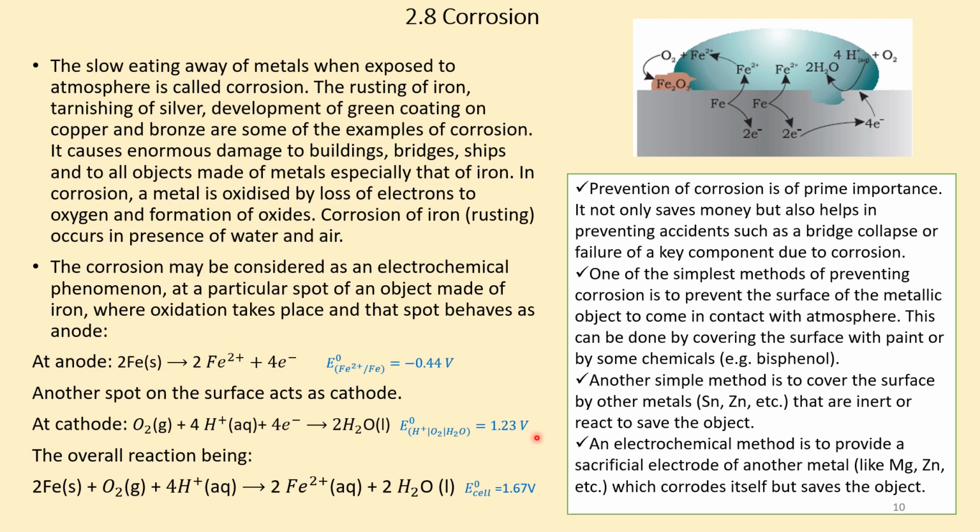This is done by covering the surface with paint or by chemicals like bisphenol. Yet another simple method is to cover the surface with other metals like tin, zinc, etc. that are inert or react to save the object. An electrochemical method is to provide a sacrificial electrode of another metal like Mg, Zn, etc., which corrodes itself but saves the object.